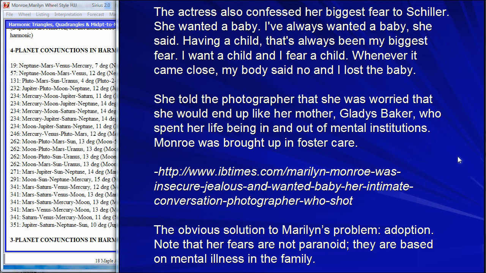Something like that. She told the photographer that she was worried that she would end up like her mother, Gladys Baker, who spent her life in and out of mental institutions. Monroe was brought up in foster care. So the obvious solution, adoption. Her fears are not paranoid. They're based on mental illness in the family.